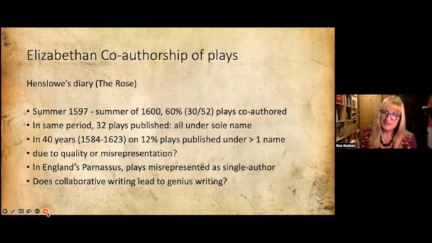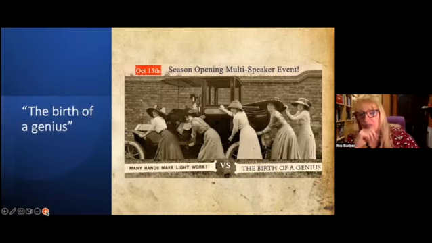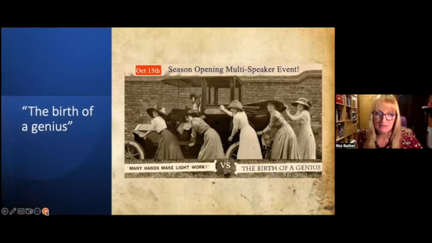But I do have the question, does collaborative writing lead to genius writing, especially when it comes to drama? We'll come back to that, just touch on it. But I wanted to say this was originally what I was supposed to be delivering on October the 15th for this multi-speaker event, The Birth of a Genius, the many hands make light work versus the birth of a genius.